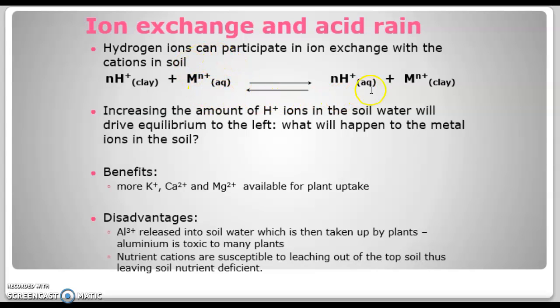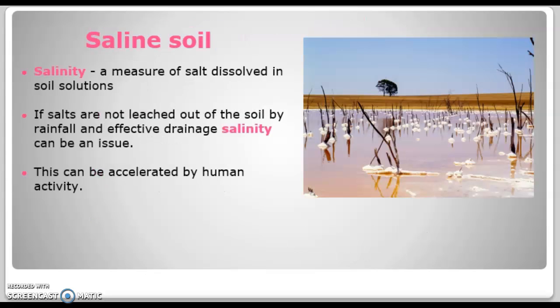So we're shifting it to the left, and we're losing all those great metals of potassium, calcium, magnesium that are bound to the clay, which the plants can exchange with, and they're becoming aqueous and possibly leaching out. We also have the issue with aluminium, which can be released into soil water through that process, which is a bit toxic to plants. So that's no good.